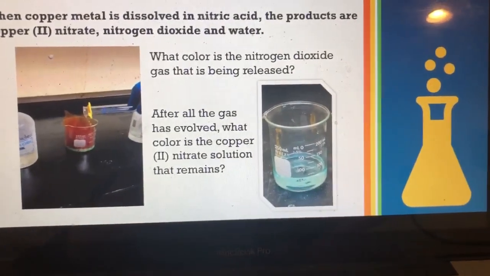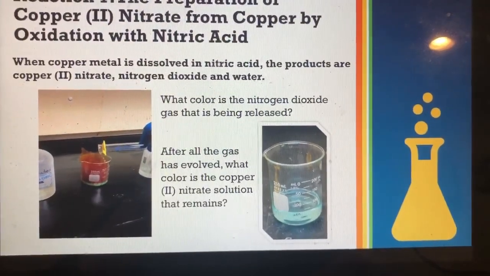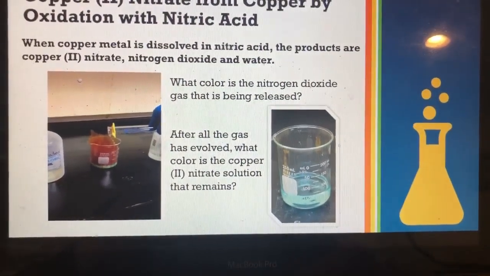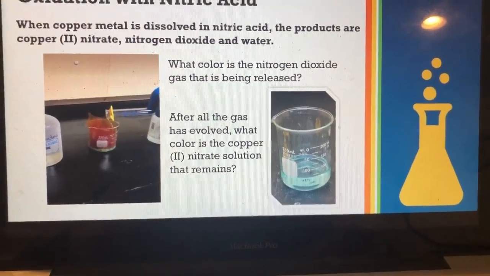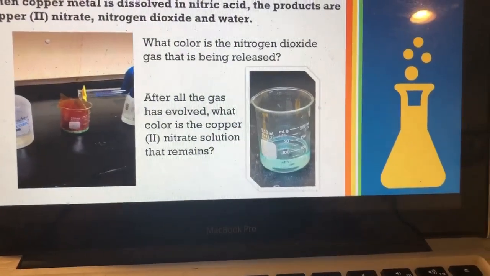So you're going to answer those questions on your lab. What color is the nitrogen dioxide gas? It's brown. And what color is the copper 2 nitrate solution that remains? Well, it's a light blue.